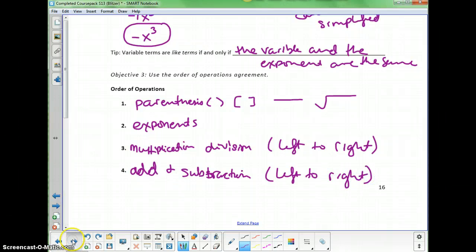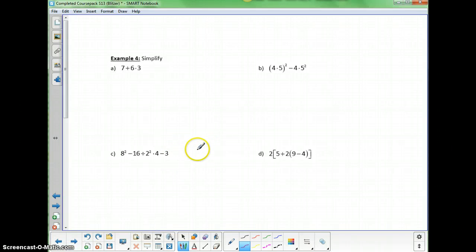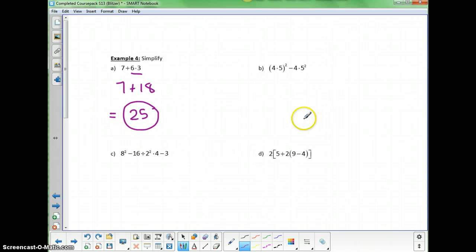Let's look at a couple examples. So in the next problem, 7 plus 6 times 3. 6 times 3 is multiplication. I'll do that first. So it's 7 plus 18. Finish up with the addition. 7 plus 18 is 25. Let's look at the next example.